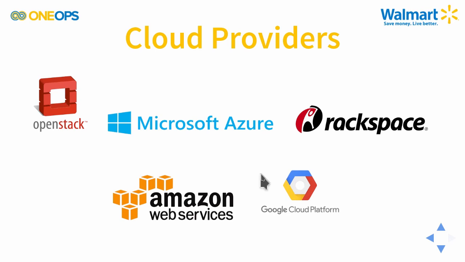When you look at what cloud providers are available, you can see that OpenStack, Microsoft Azure, Rackspace, Amazon Web Services, and Google Cloud Platform are all supported. And so you can seamlessly move between those with your OneOps assembly definition, and don't have to worry so much about which cloud you are going to end up in in the end.